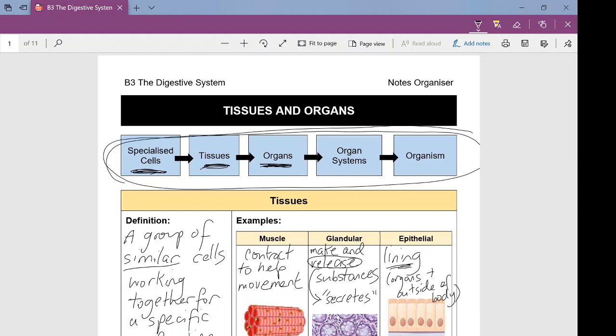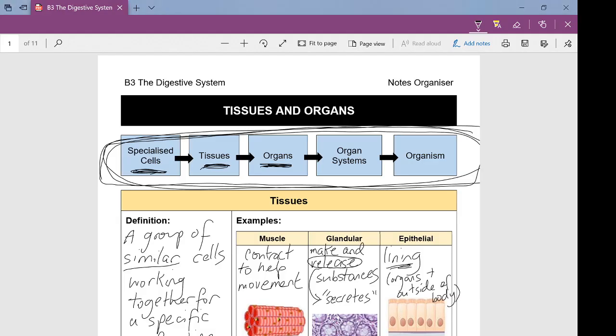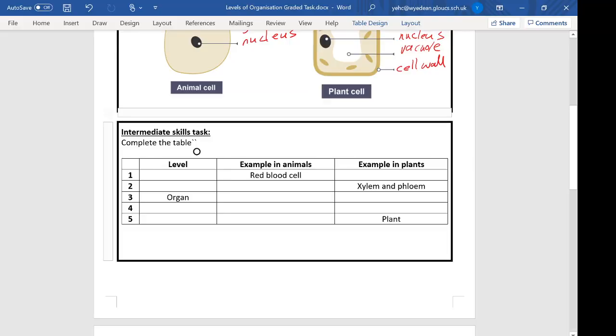The level of organization, what is that level called? Is it a tissue? Is it an organ? Is it an organ system? Is it an organism? So, at the very base level, it is a specialized cell. And if I look at the example section, I notice that the example is a red blood cell. So I do know, okay, yes, that level is probably talking about specialized cells.